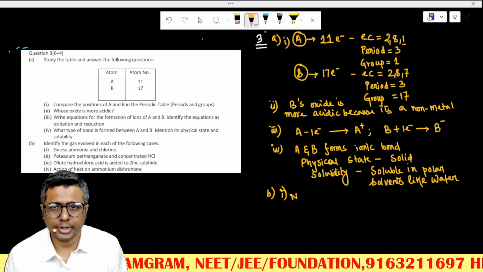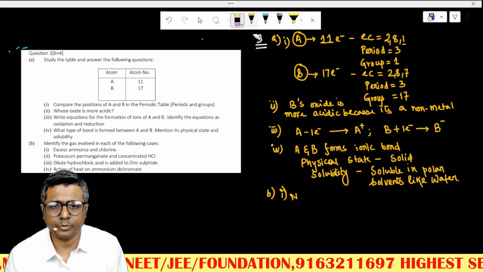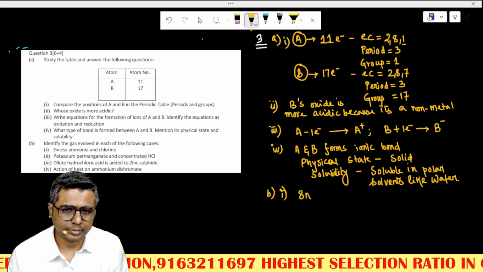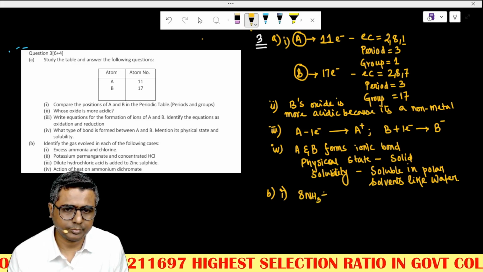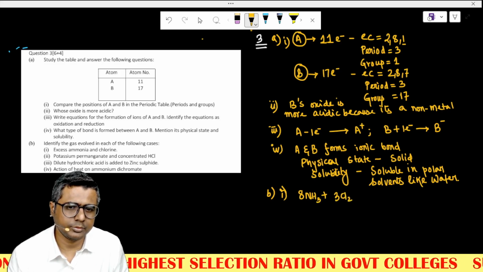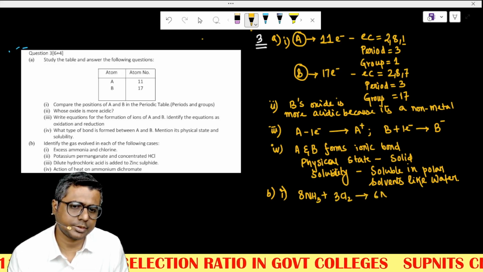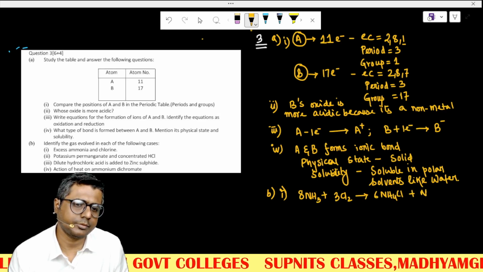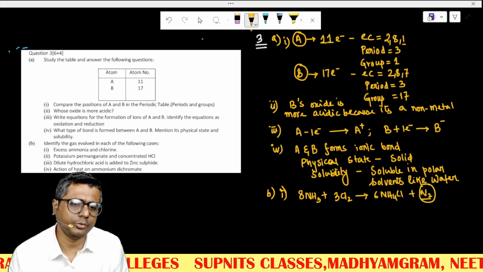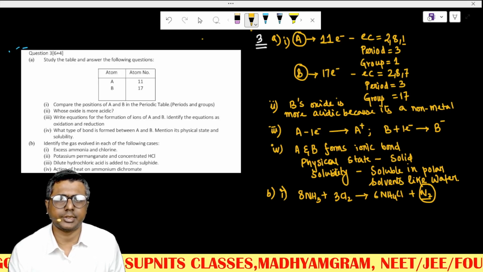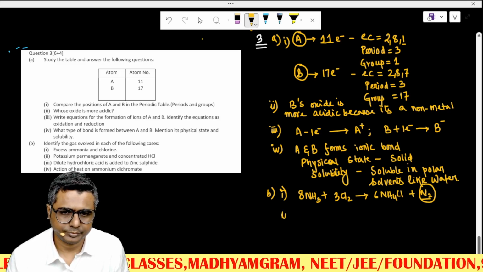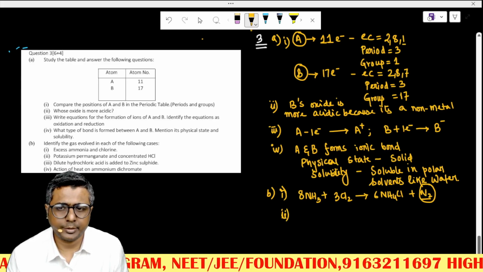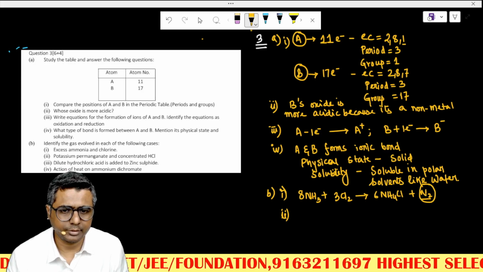So excess ammonia, it has been said excess ammonia, so the reaction is 8NH3 plus 3Cl2 gives 6NH4Cl plus N2. So the gas will be N2 gas. Okay, so you have to write in your answer nitrogen gas. Next, potassium permanganate plus concentrated HCl.